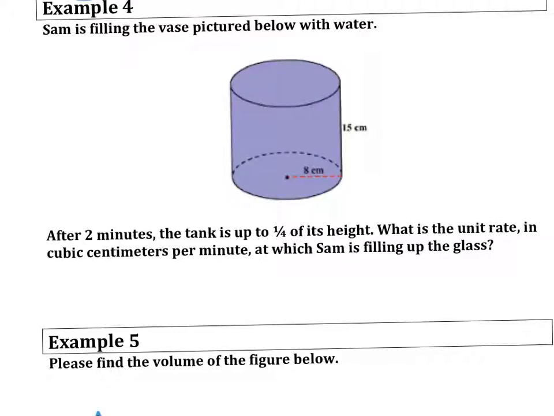So what we want to do here is, first of all, figure out the volume of the figure, and we want to know what the figure is. Well, clearly if it's a vase or cup or whatever it might be that's filling with water, this shape is a cylinder.